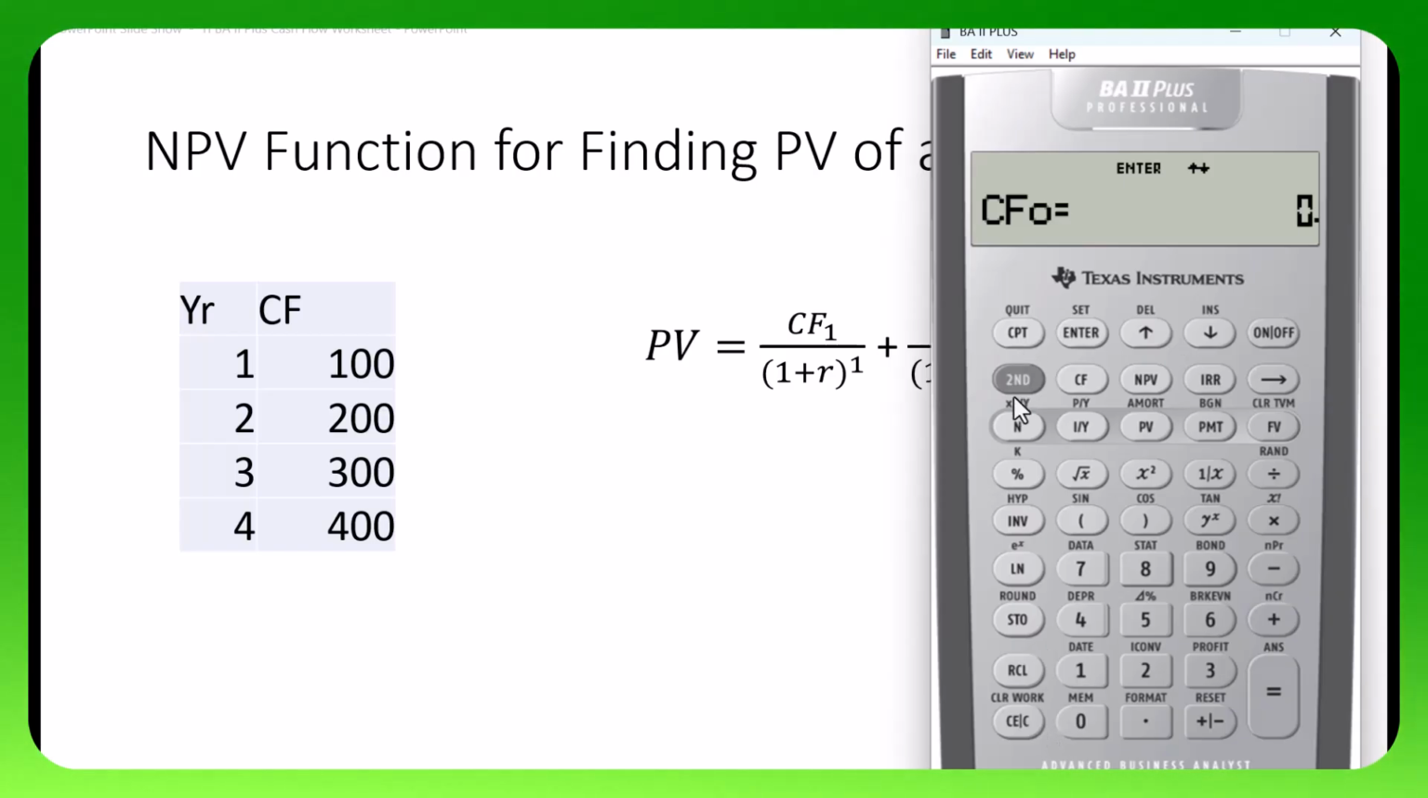So how do you get this? You get it by hitting the CF key. And I'm going to put a number in here. I just want to show you how you clear the memory. Actually, I have some numbers in here. I have these numbers in here.